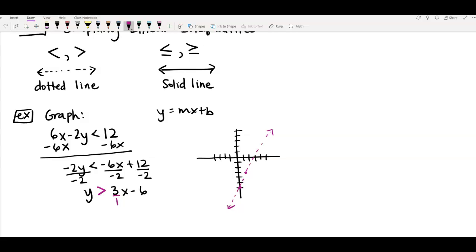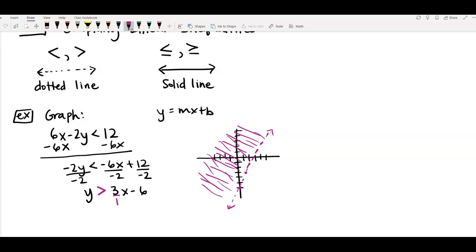So I've got my dotted line there. The stuff that is greater than it is going to be the stuff that's above the line. If it said less than, then I'd want to shade the stuff that's below the line. So when you do it this way, you don't have to do any test points or anything like that. You can just see that it's going to be this side. But remember that this dotted line means that any points along this line are not included in my solution.